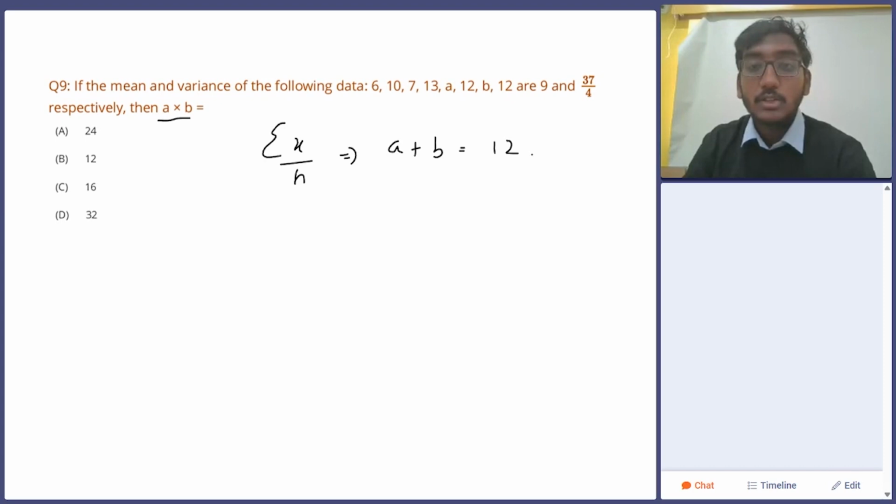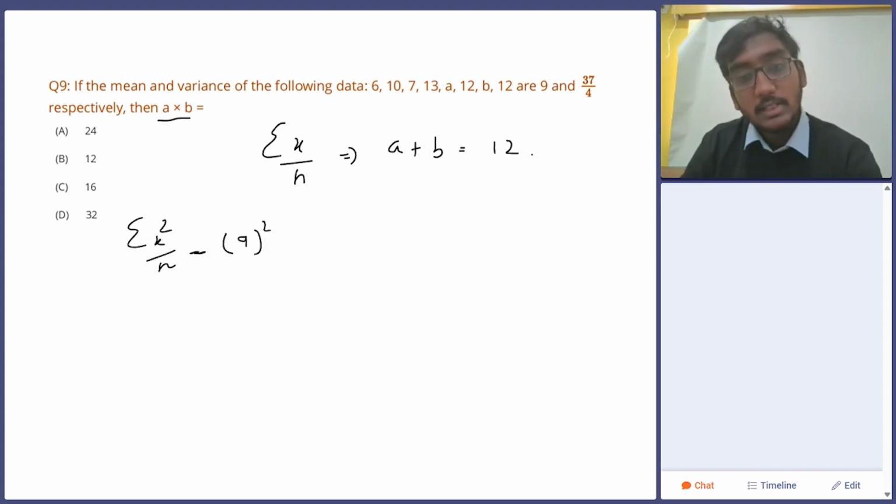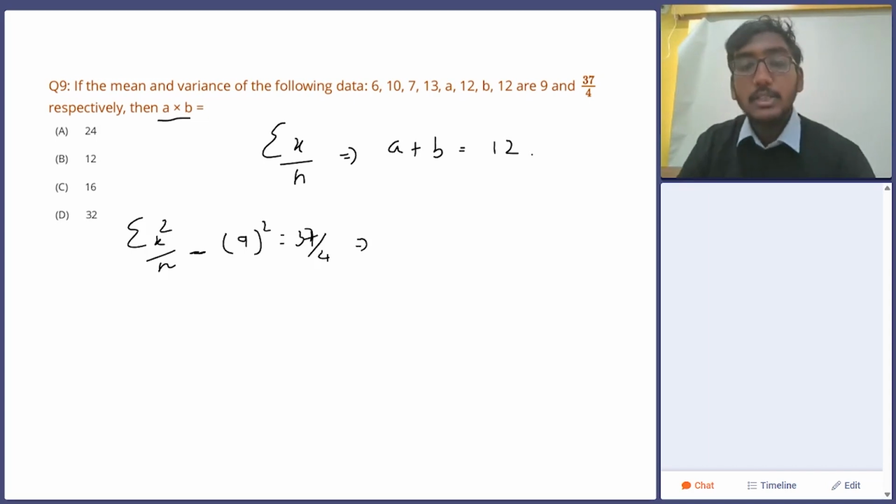For that, one more piece of data has been given. Variance is given to be 37 by 4. What is variance? Variance is sigma x square upon n minus mean square. What is mean square? 9 square, right? That is given to be 37 by 4. This means the square of all the entries divided by the number of entries will be 37 by 4 plus 81, right? 81 is 324 by 4, plus 37 is 361 upon 4.